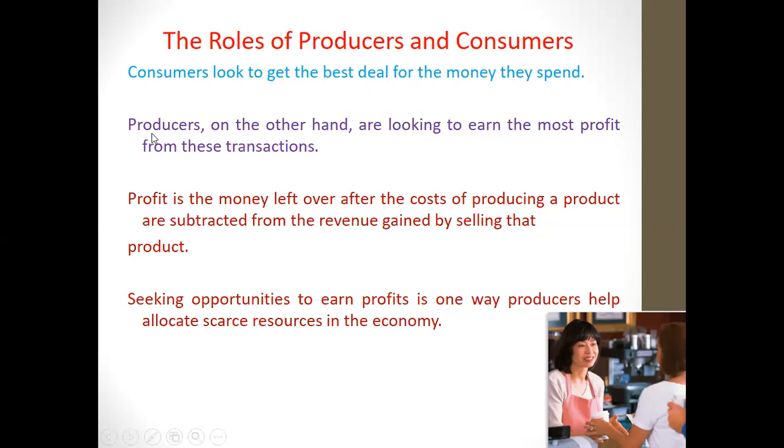Igualmente, the producers, they do the same thing. The producers, on the other hand, are looking to earn the most profit for this transaction. O sea, sacar mayor ganancia en esta transacción. Profits is the money left over after the costs of producing a product are subtracted from the revenue gained by selling that product.